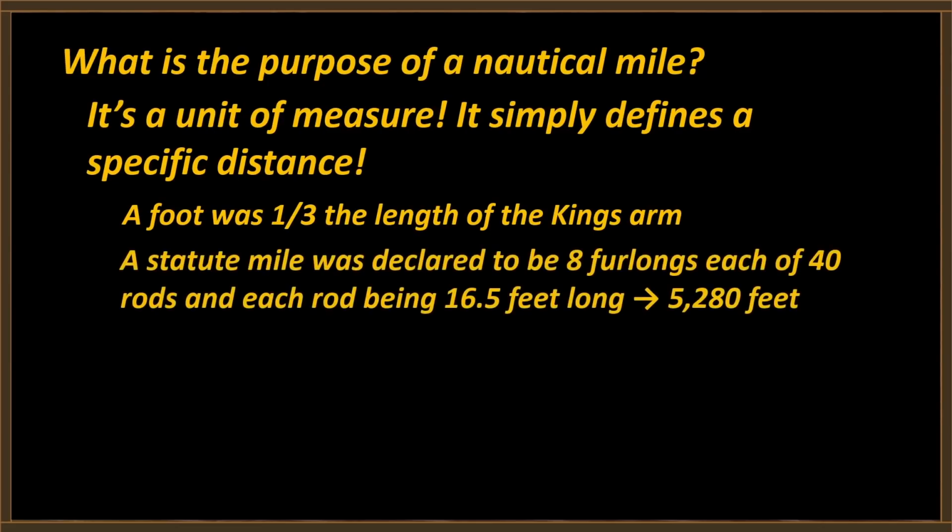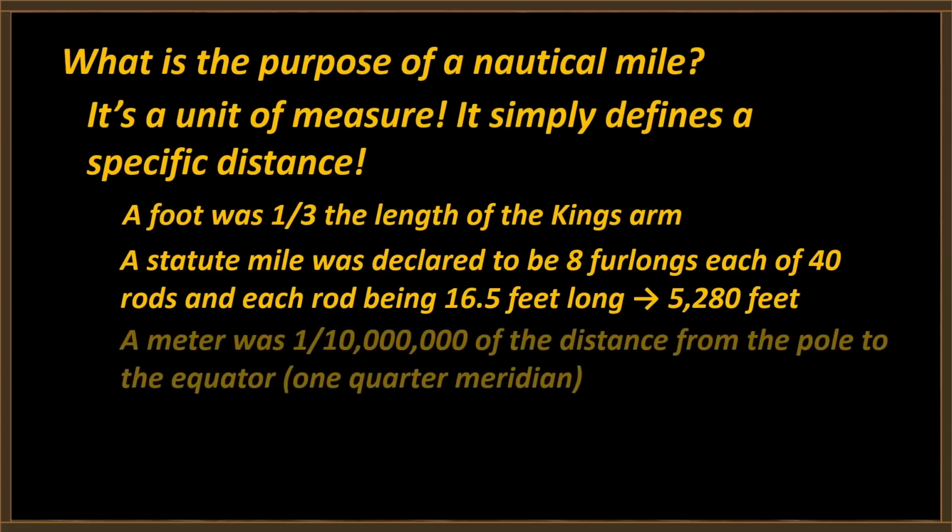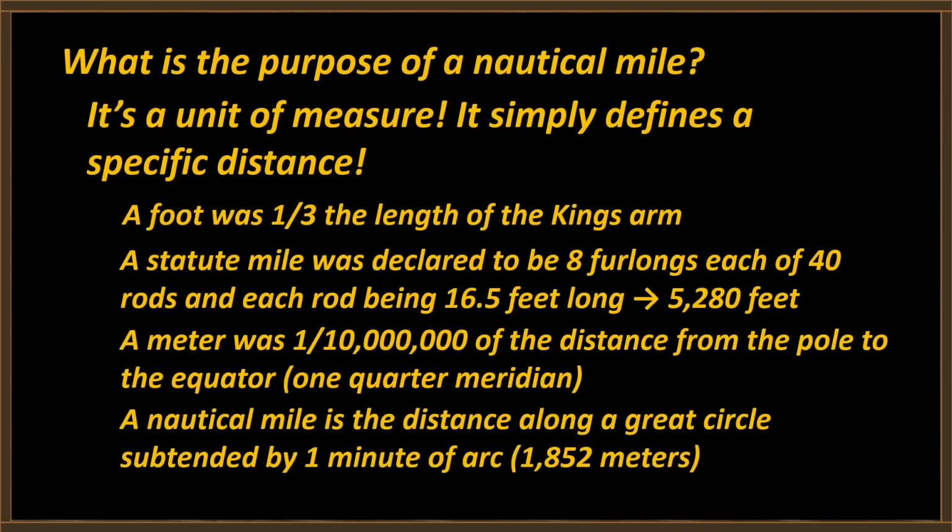That's why. A statute mile was declared by English Parliament to be 8 furlongs, each furlong being 40 rods, and each rod being 16.5 feet long. That's 5,280 feet. A meter was defined as 1/10,000,000th of the distance from the pole to the equator. That's 1/4 meridian. And a nautical mile is the distance along a great circle that is subtended by 1 minute of arc. It is agreed to be 1,852 meters. That's about 6,076 feet.